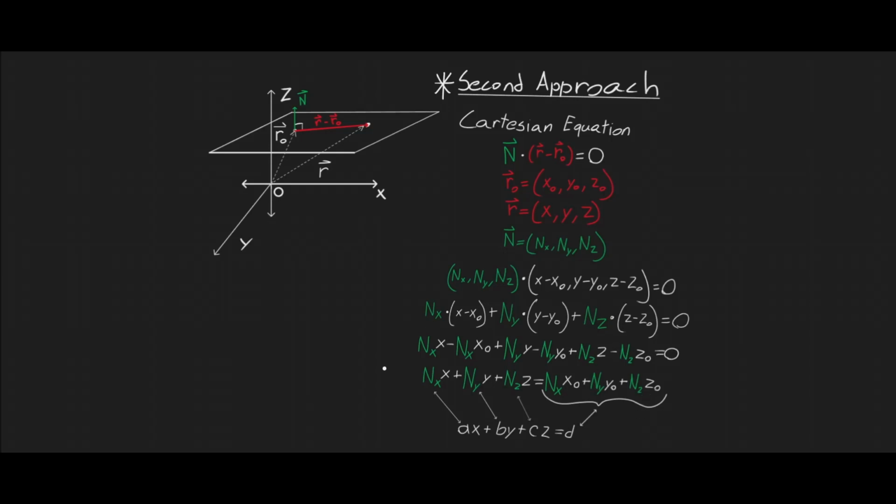And this equation you might recognize from the equation of a plane. Where a is the x component of the normal vector, b is the y component of the normal vector, and c is the z component of the normal vector. And d will be this constant here. So using this, we can get the equation for the plane.